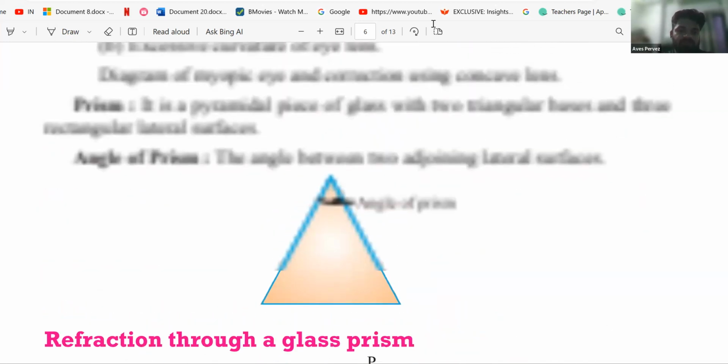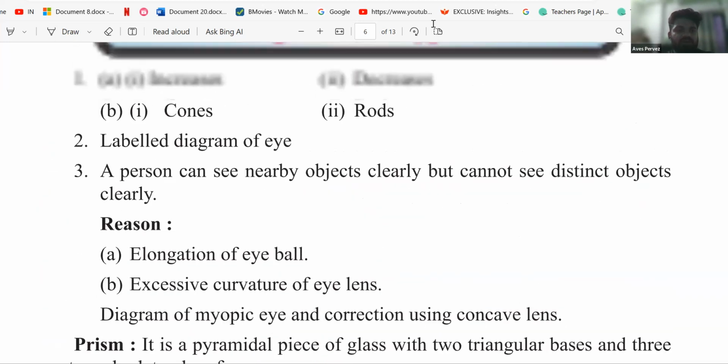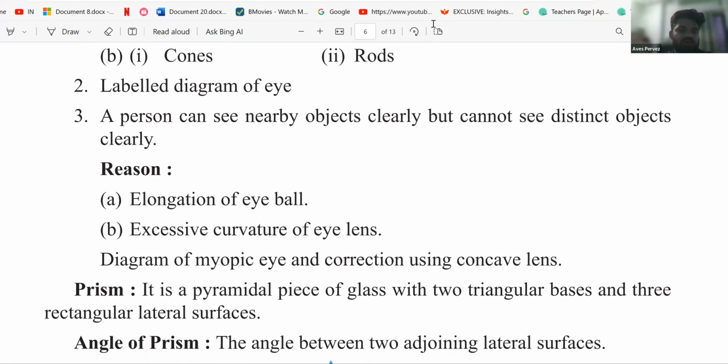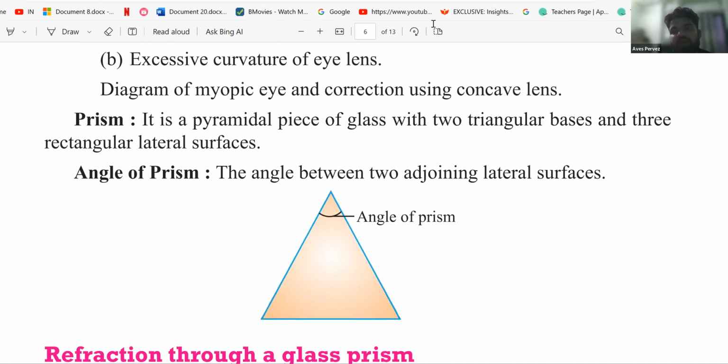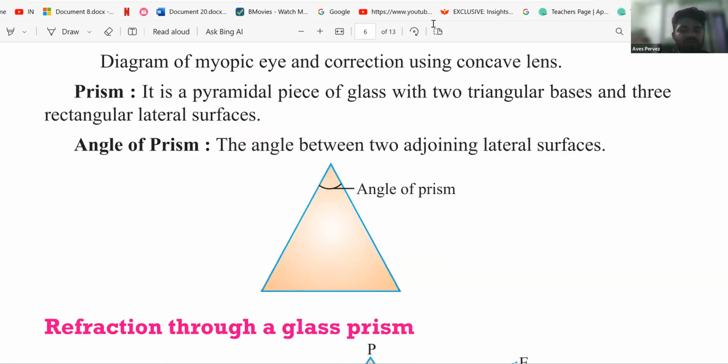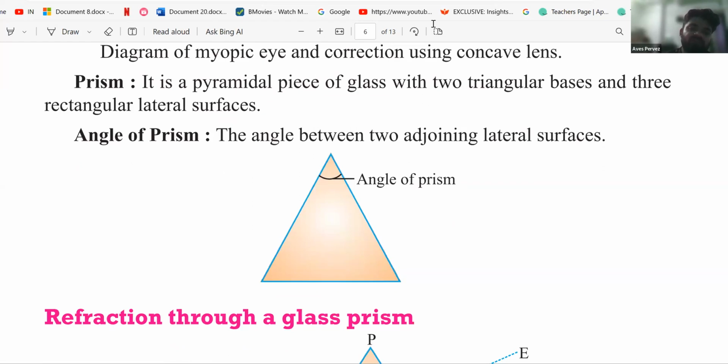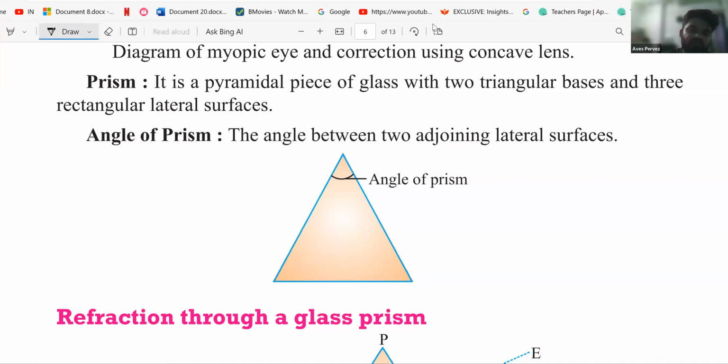Let's talk about the prism. Prism, you know that that is also a refraction. What is a prism? A prism is a piece of glass with 2 triangular bases and 3 rectangular lateral surfaces. Got it? The angle at the top is called the angle of prism.